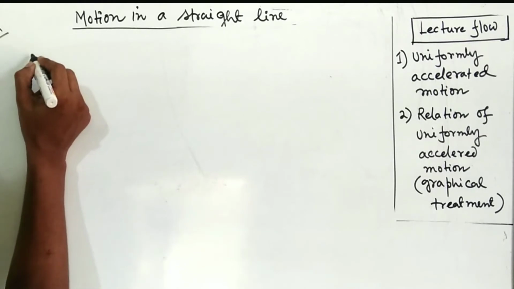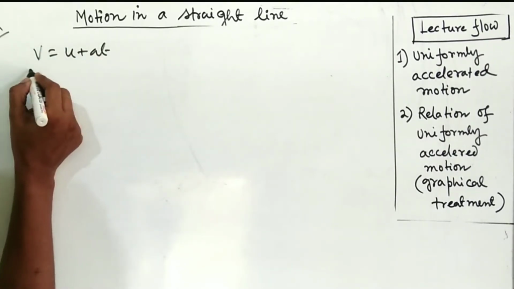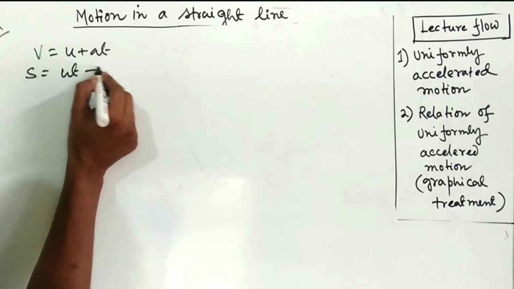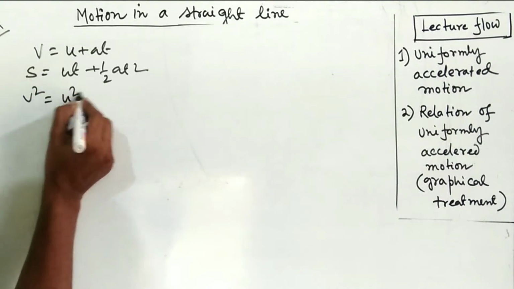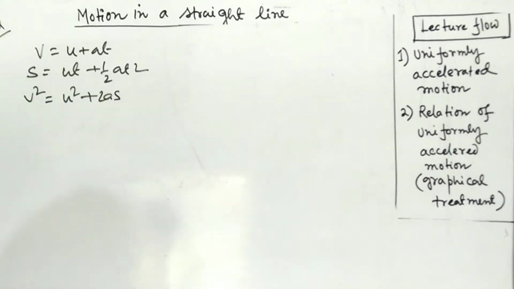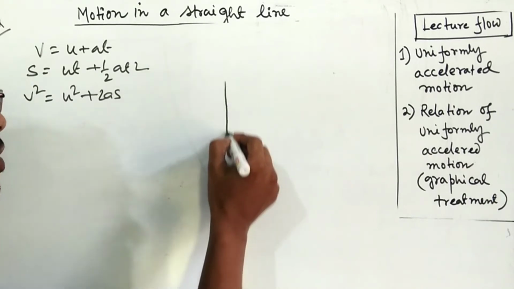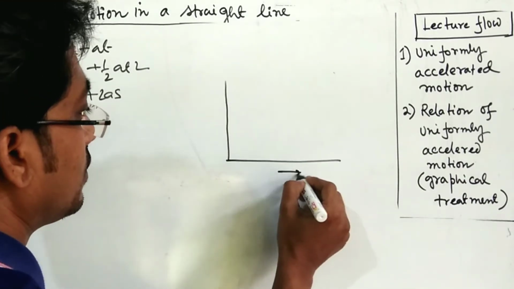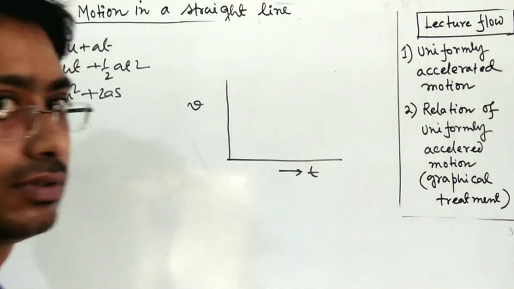Graphical method. v is equal to u plus at, s is equal to ut plus half at square, v square is equal to u square plus 2as. Okay, so first, v is equal to u plus at. That's why we have to draw the vt graph, that is velocity versus time, and the uniform acceleration graph.